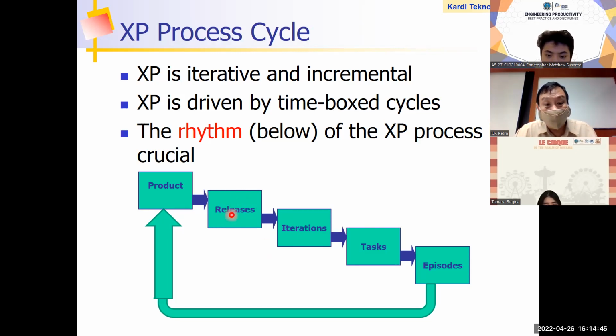Then one release consists of many iterations. So that means one iteration is probably 1 month, or 2 weeks. Each iteration consists of several tasks, so a task is probably several days. And then each task consists of many episodes, so an episode can be hours.